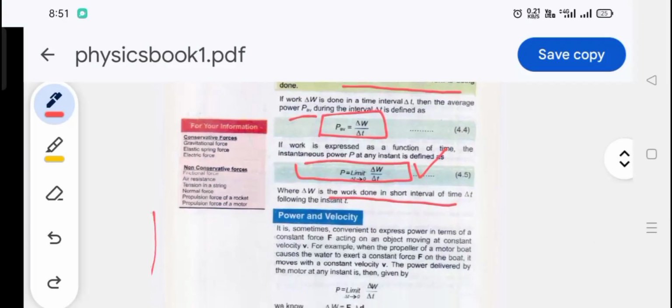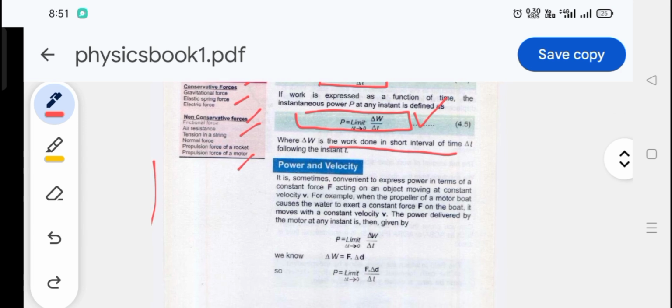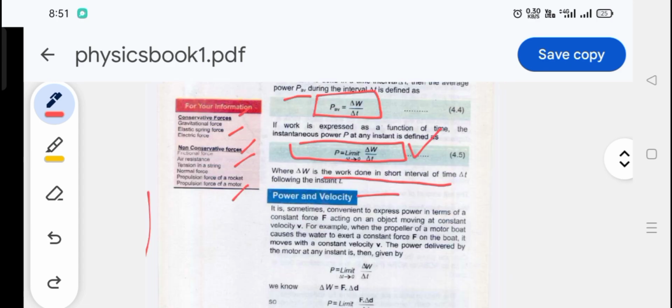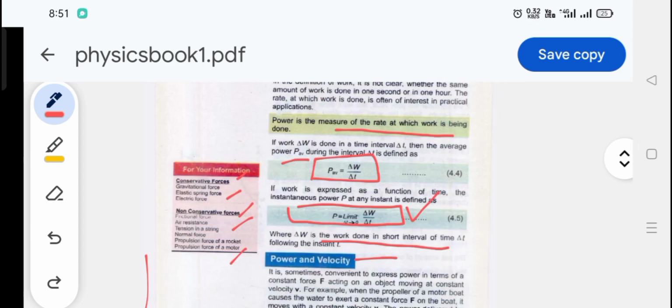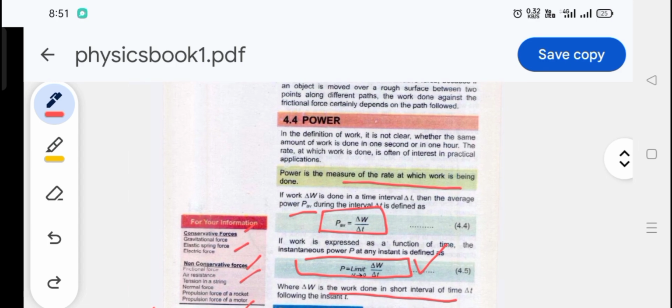now we will see conservative forces. Gravitational, elastic and electric forces are the conservative forces, and non-conservative forces are frictional force, air resistance, tension in a string, normal force, propulsion force of a rocket, propulsion force of a motor. Now we will derive a relation between power and velocity, and the SI unit of power is watt.